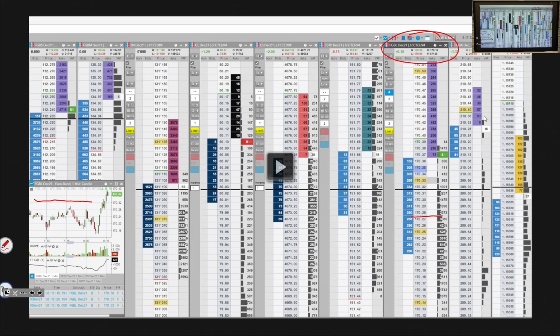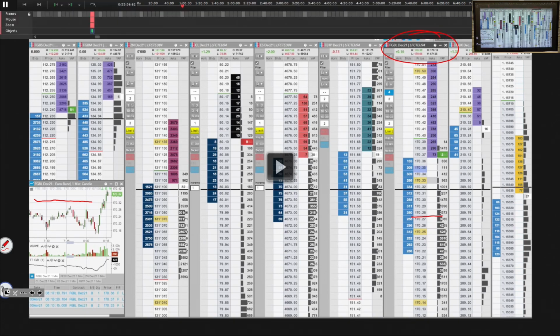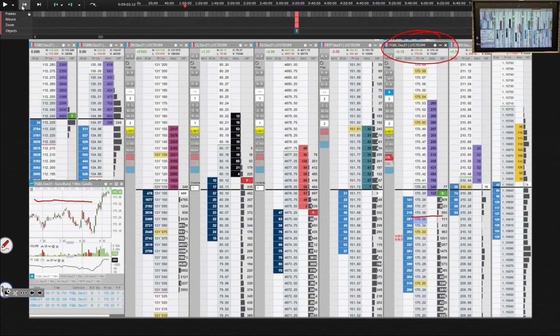So I just, sorry, I'm just going to fast forward a little bit here. I have to pause it first. Okay, so you can see now, I've just taken it forward a little bit, and you can see here we've got this congestion zone here again.